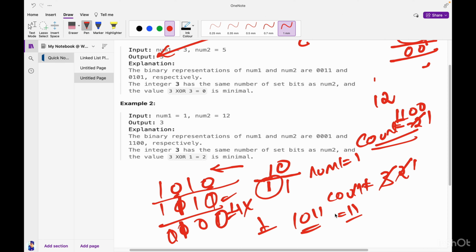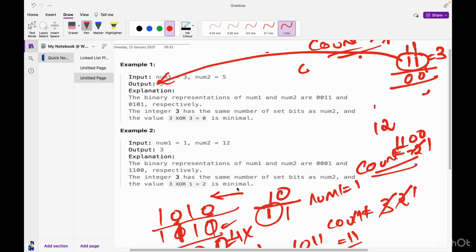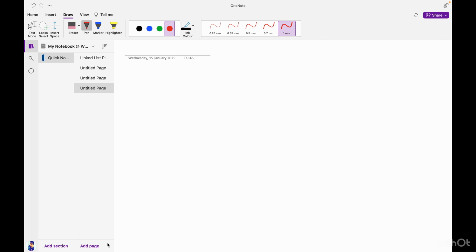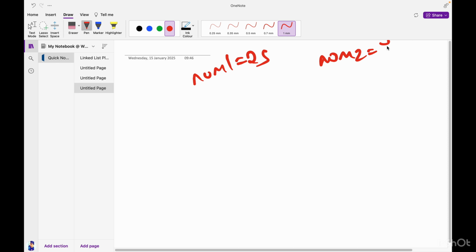Okay, so this is the question. Now we will code for it. First of all, we will understand the algorithm. For a better example, let's suppose num1 equals 25 and num2 equals 72. Now if we look at the set bits, num2 has only 2 set bits. I will explain the algorithm here.